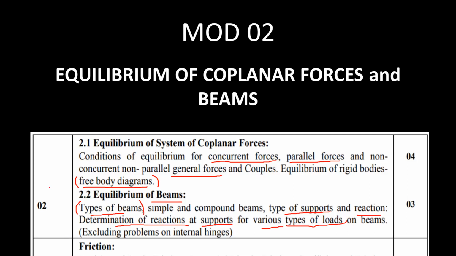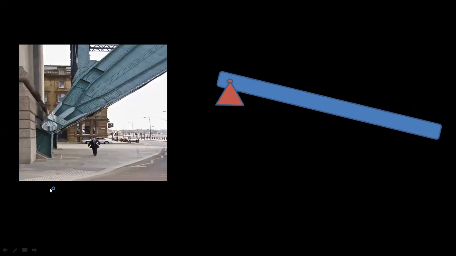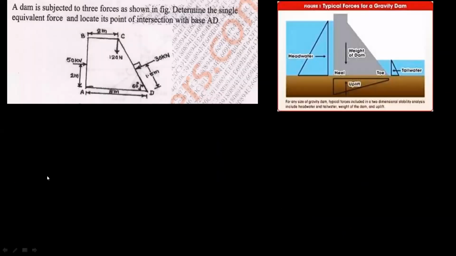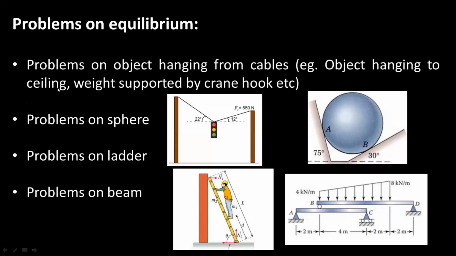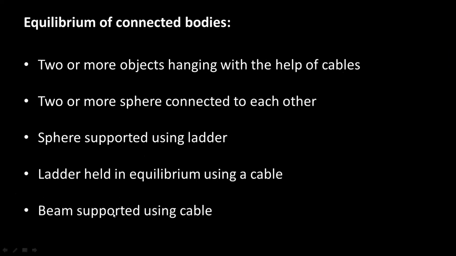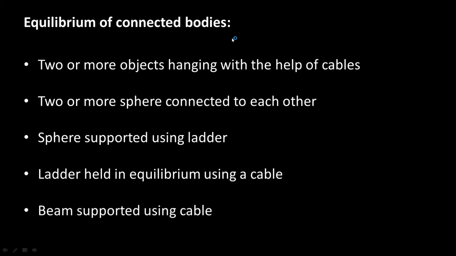Okay, so this complete module, if we summarize, then we have problems like: first the problem of hanging from the cable, then the spheres, then the ladder, and last is the beam. Okay, so in the equilibrium of connected bodies, the first problem in the concurrent force system that we have seen is the equilibrium of connected bodies.